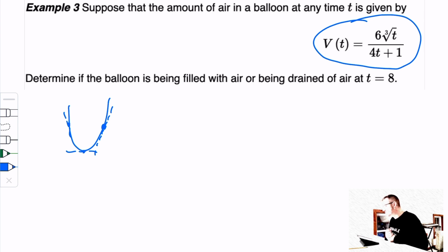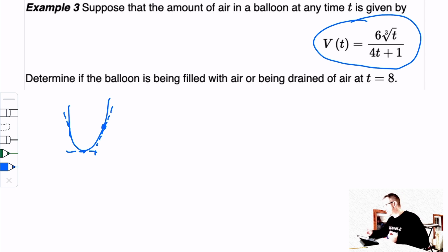Well, what's the derivative of this function going to tell us with respect to the volume of the balloon at t equals 8? All right, so I want you to pause the video and just type in, what do you think our answer is going to tell us? How are we going to know by looking at our answer at V prime of 8 whether or not the balloon's being filled with air or emptied of air?